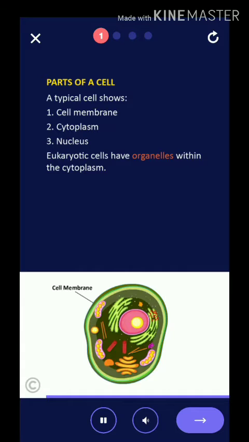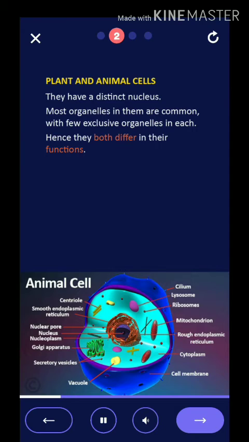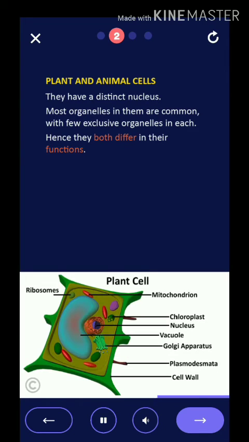A typical cell shows 1. Cell membrane, 2. Cytoplasm, 3. Nucleus. Eukaryotic cells have organelles within the cytoplasm. Plant and animal cells have a distinct nucleus. Most organelles in them are common, with a few exclusive organelles in each. Hence, they differ in their functions.